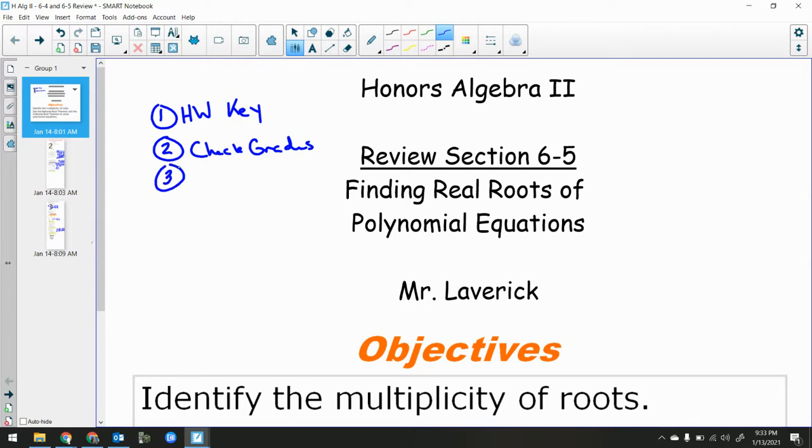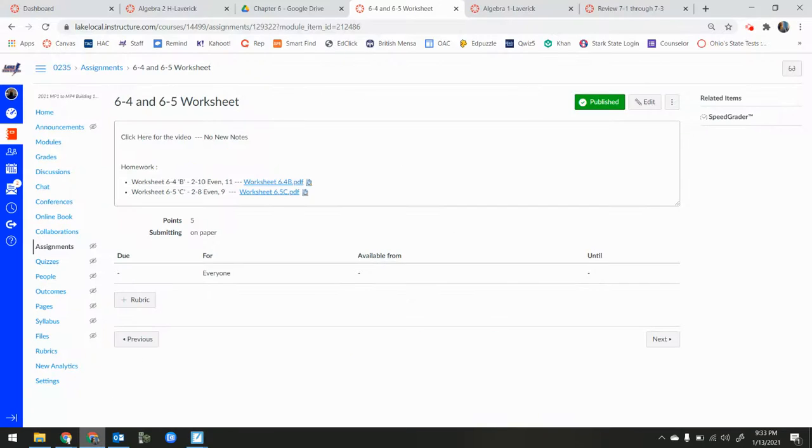And then third thing, the sub should have the section 6.4 and 6.5 worksheet. It's also located in the Canvas assignment, so there are links to the PDF right there. Notice that you don't have to do all of the worksheet, though I've specified numbers for you on Canvas. Okay.